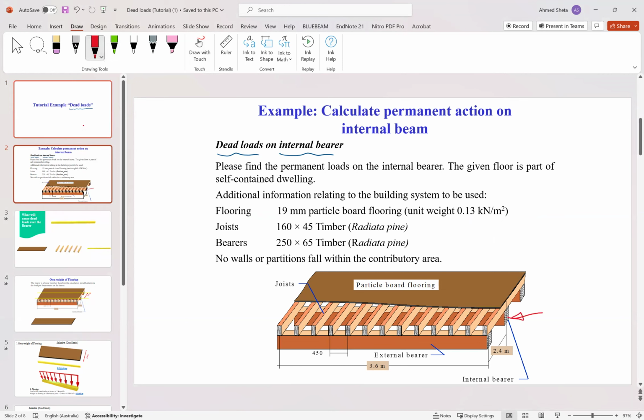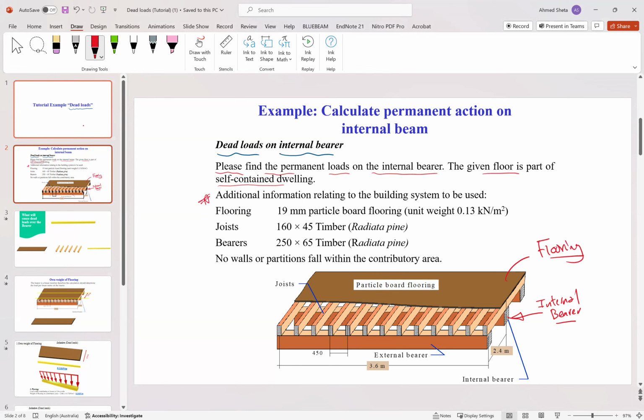this one here, internal bearer of a flooring. So the question is, please find the permanent dead loads on the internal bearer. The given floor is a part of self-contained dwelling, so this is our flooring.